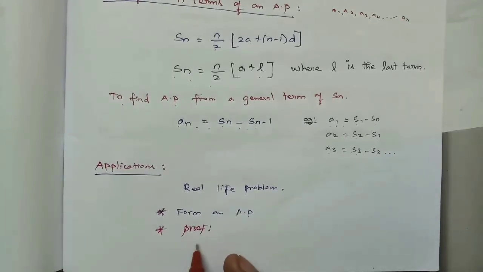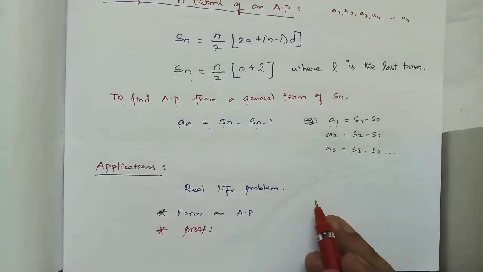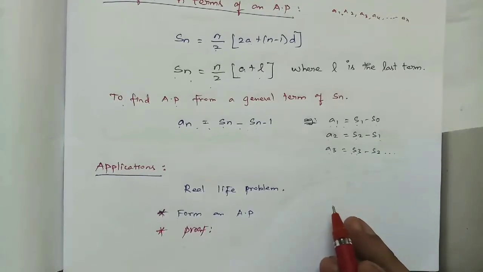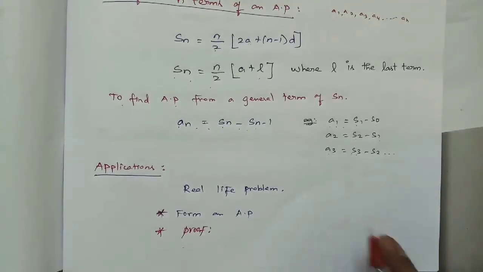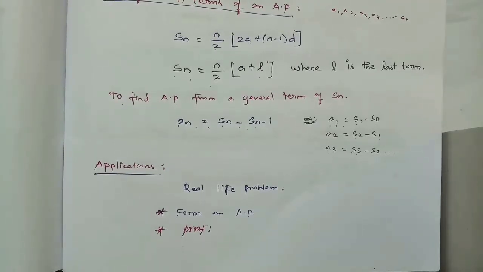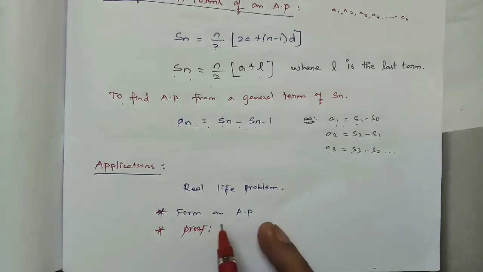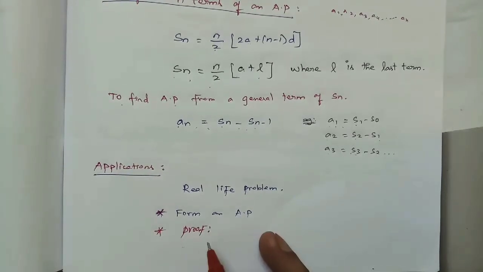Next, proof related sums. They will give, for example, the mth term is 1 by n and the nth term is 1 by m, or the pth term is 1 by n, the qth term, mth term or nth term, likewise. They ask you to prove that the sum of the m plus nth term is equal to 0, or to find the nth term is equal to 1. So practice more sums based on the proofs also.